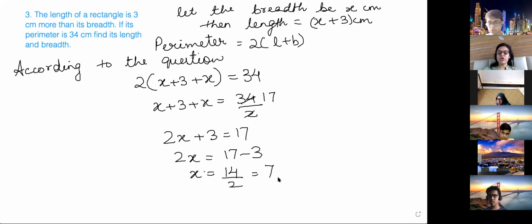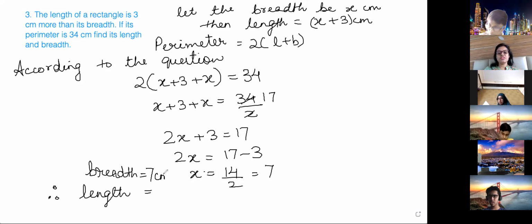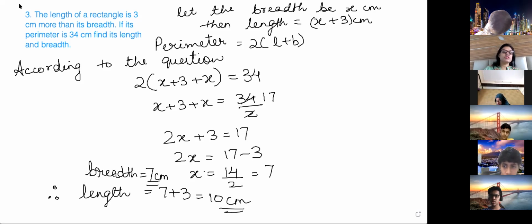See, don't leave your answer till here. You have to write the answer, because what is asked in the question is length and breadth. So breadth is equal to, first we calculated breadth, 7 centimeter. Always write the unit if the unit is required in the question. And length is equal to 7 plus 3, which is equal to 10 centimeter. Okay, so this is your answer. This is what is asked in the question.